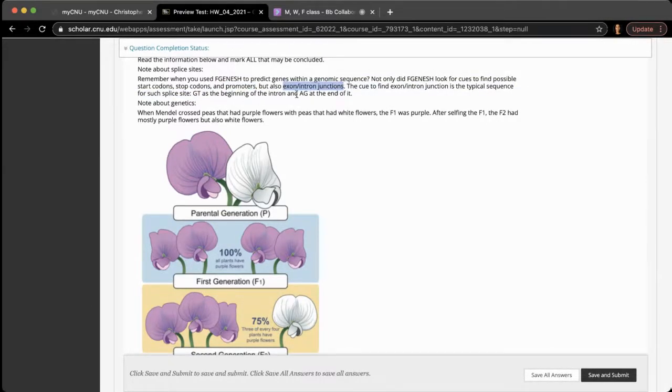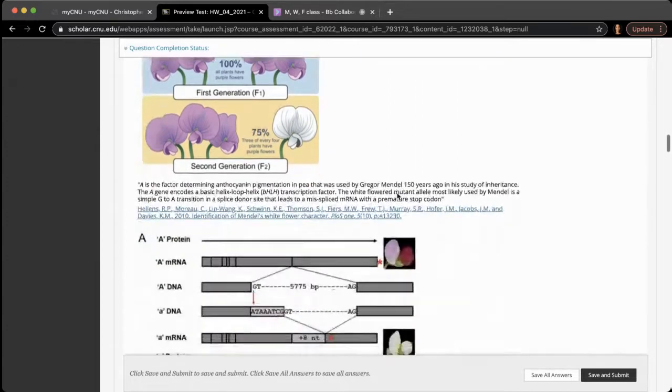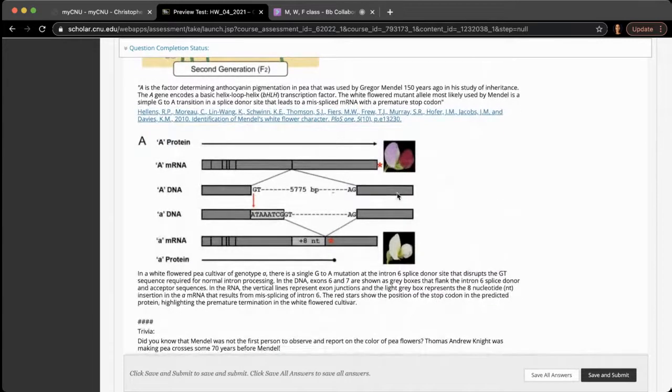So it looks at exon-intron junctions, meaning there are DNA sequences that will tell the software that there is an intron-exon boundary here. There are DNA sequences that are normally the end of an exon and the beginning of an intron. So that cue is normally a GT at the beginning of the intron and AG at the end of it. Okay, so let's look at this figure.